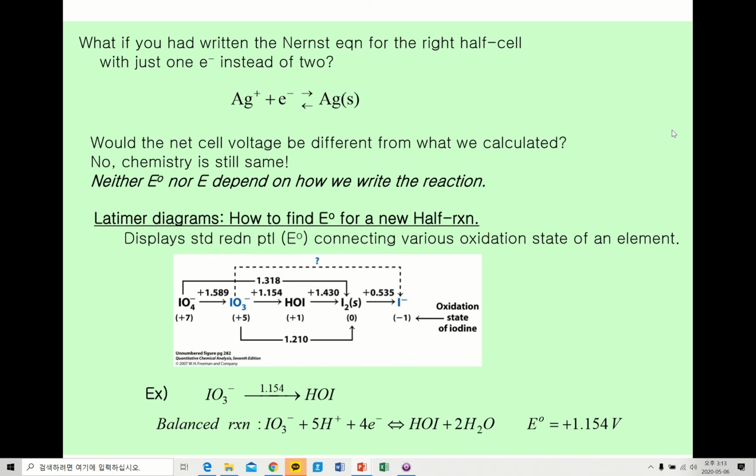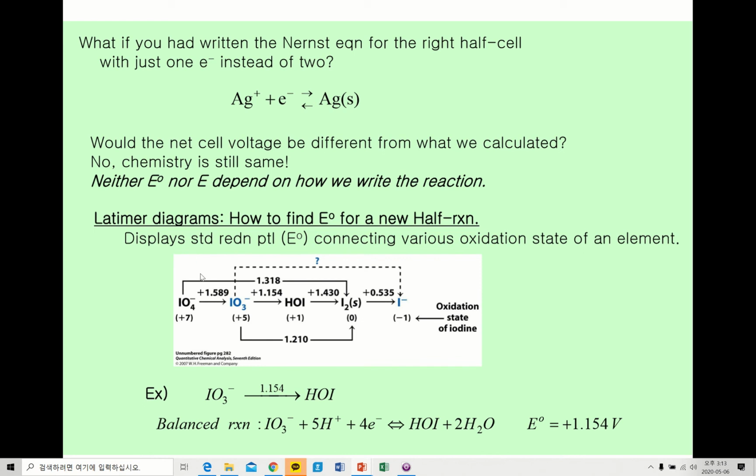Let's keep going. Next topic is the Latimer diagrams: how to find E0 for a new half reaction. Let's look at this figure, the iodate, since iodine has many oxidation states. This kind of diagram we can make, and it is called a Latimer diagram.